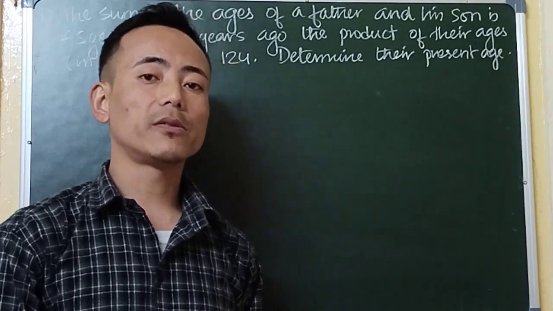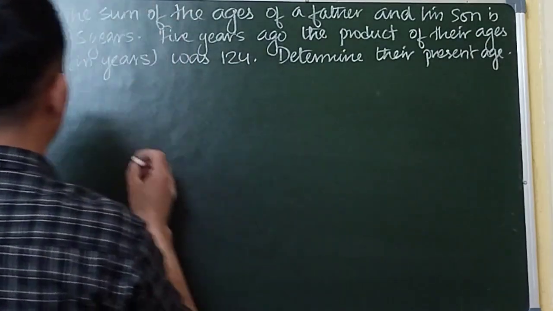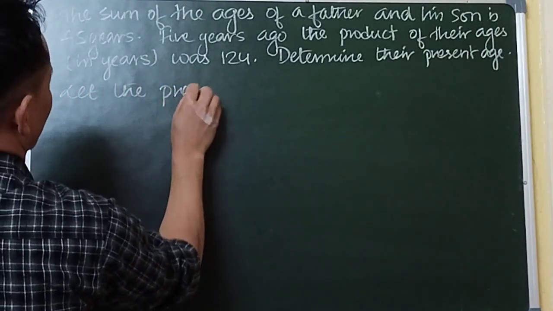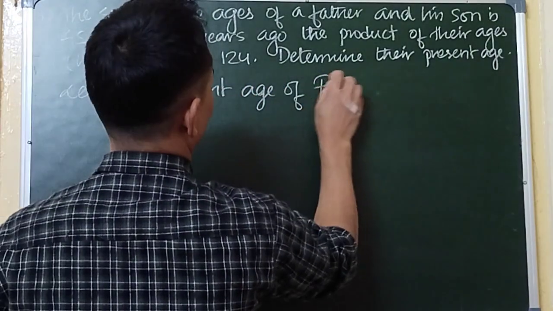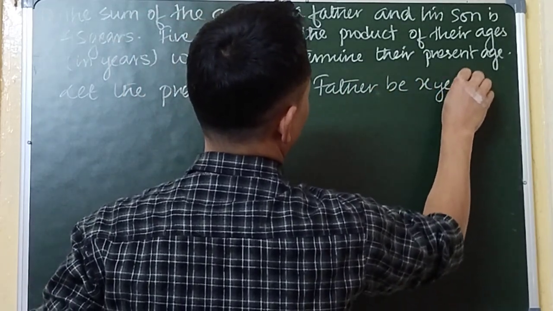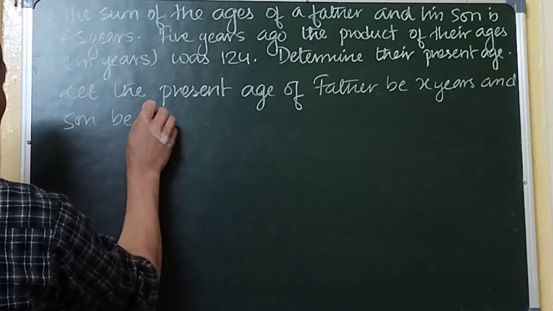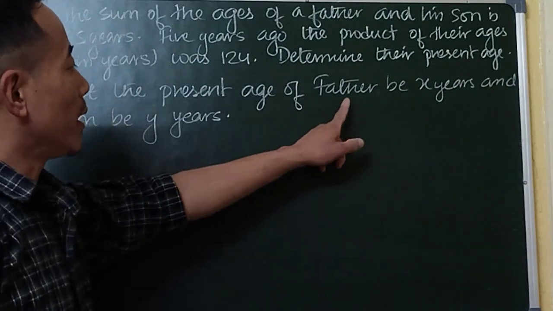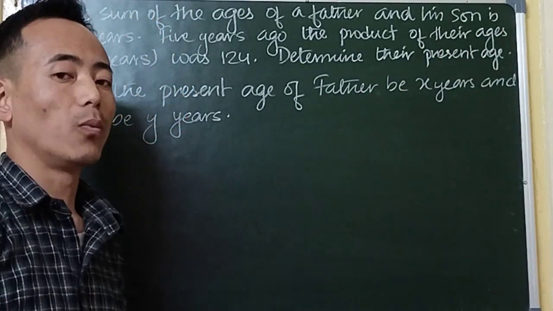This type of question is very common, so let's do this one. Since we don't know their present age, let's write: let the present age of father be x years and son be y years. So we are taking father's present age as x years and son's present age as y years.